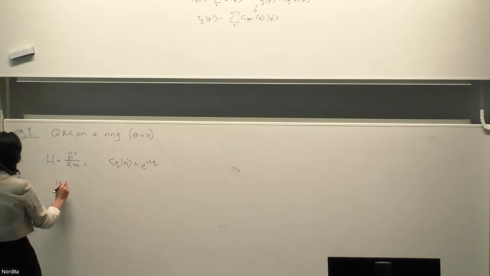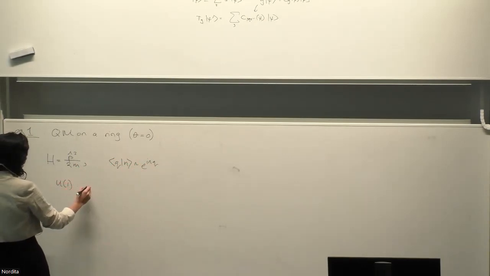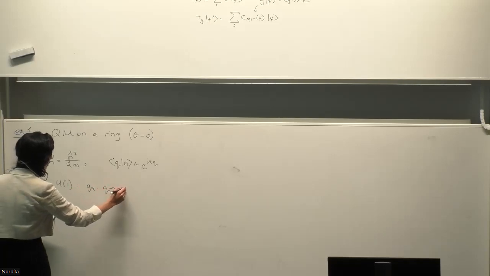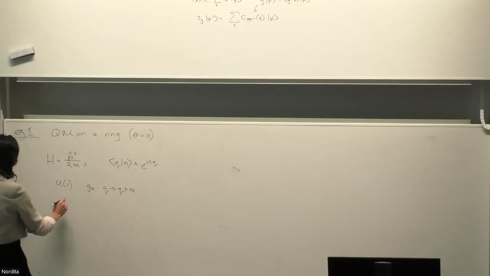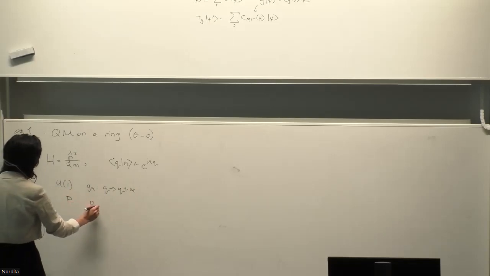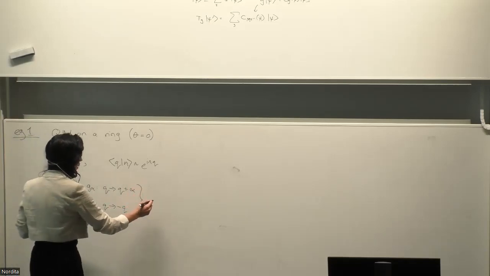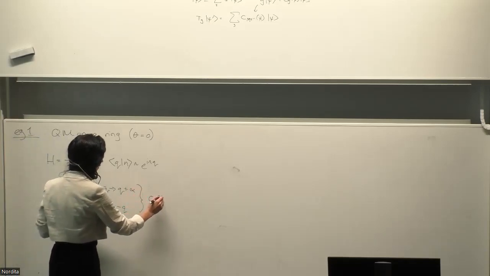There's a U(1) symmetry, which I'm going to call the group element G alpha, and that sends Q to Q plus alpha periodically. And there is also, at this value of theta and at theta equals pi, a parity symmetry P that sends Q to minus Q. And these don't commute, they form O(2) together.